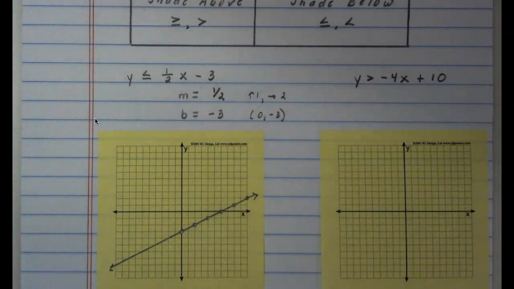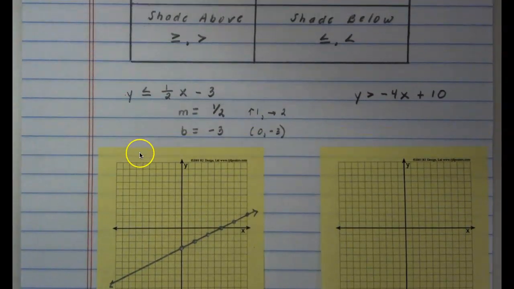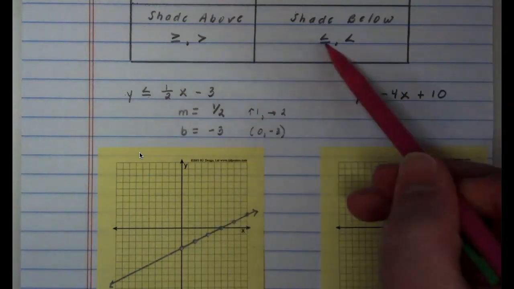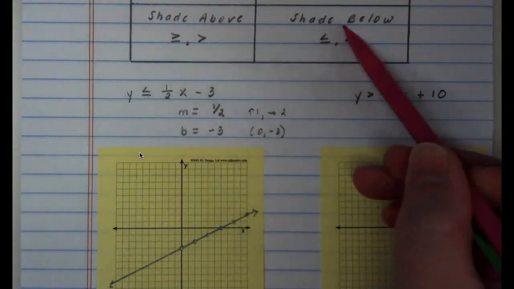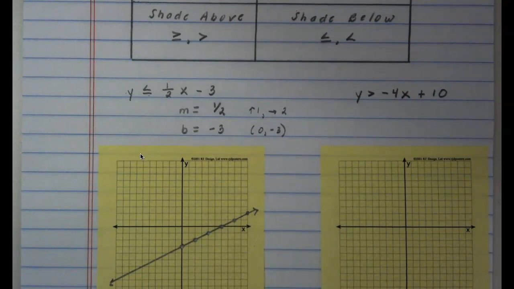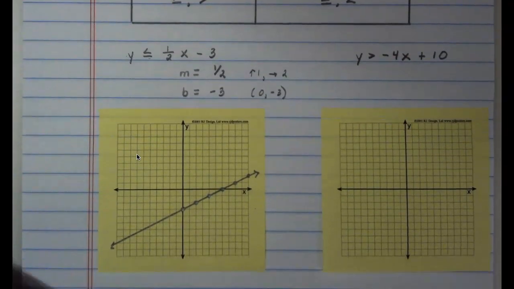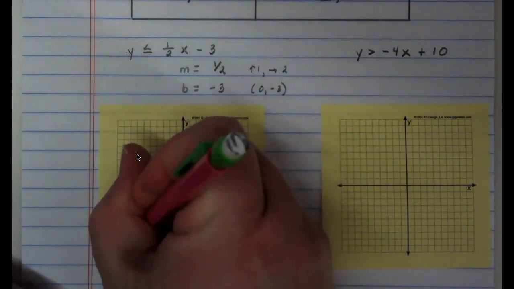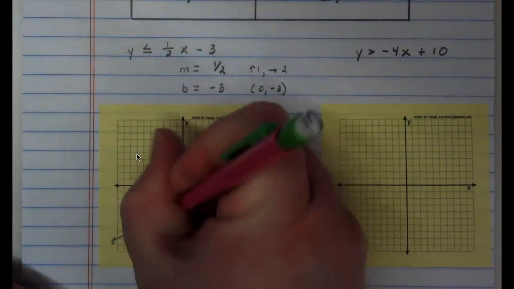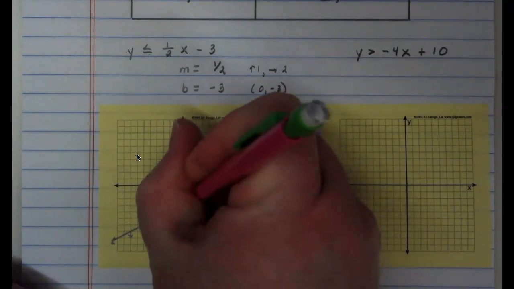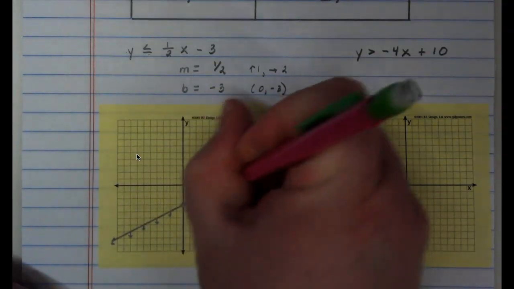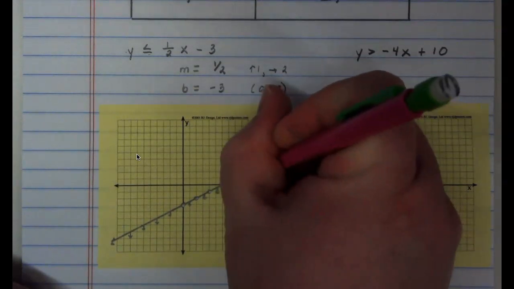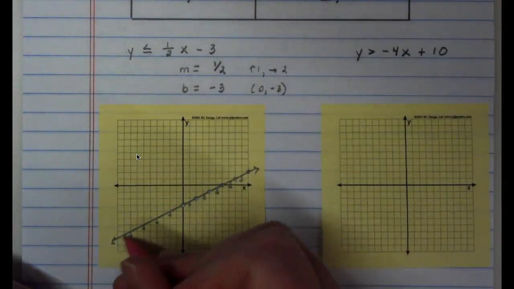And then we also need to determine if we're going to shade above or below. Well, here's our symbol, less than or equal to. The less than or equal to symbol's right here, and that's shade below. When I know which direction I'm shading, I like to draw little arrows from the line. Below means down. So I'm going to be shading where my little arrows point, so this region in here.